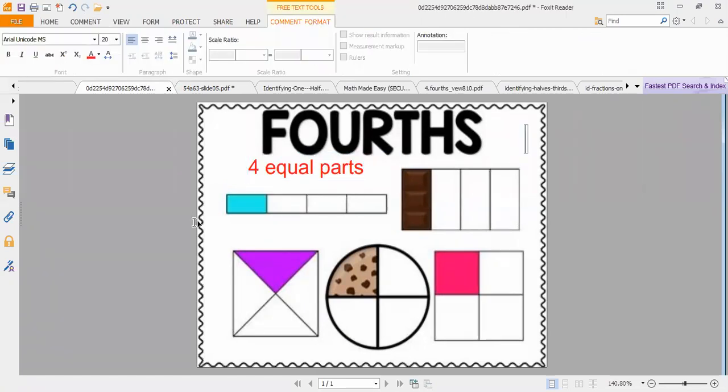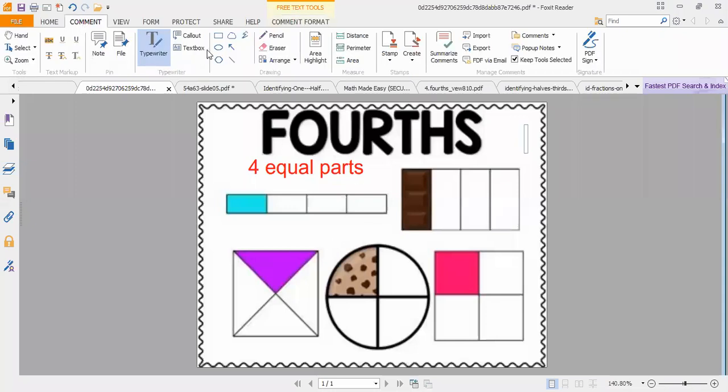These are examples for the fourths. 4 equal parts. 1, 2, 3, 4. These parts are equal. And we have fourths. So I can say that these parts mean fourths. Fourths means 4 equal parts. And here we have also 1, 2, 3, 4 parts. And these parts are equal. So I can say that these parts represent fourths. The fourths means four equal parts.